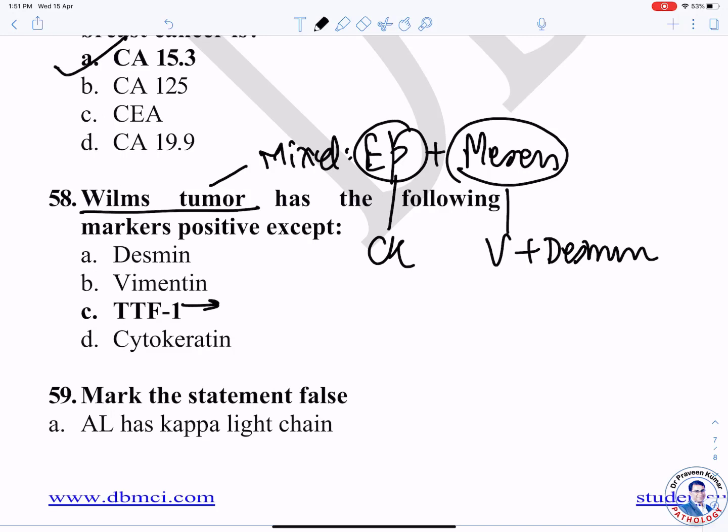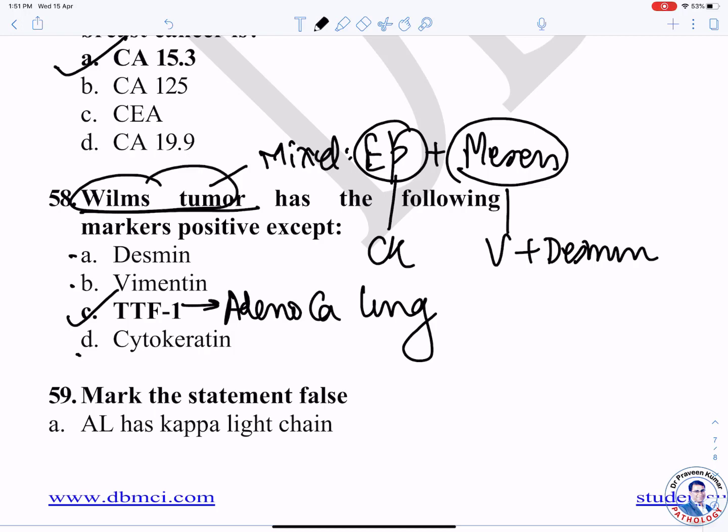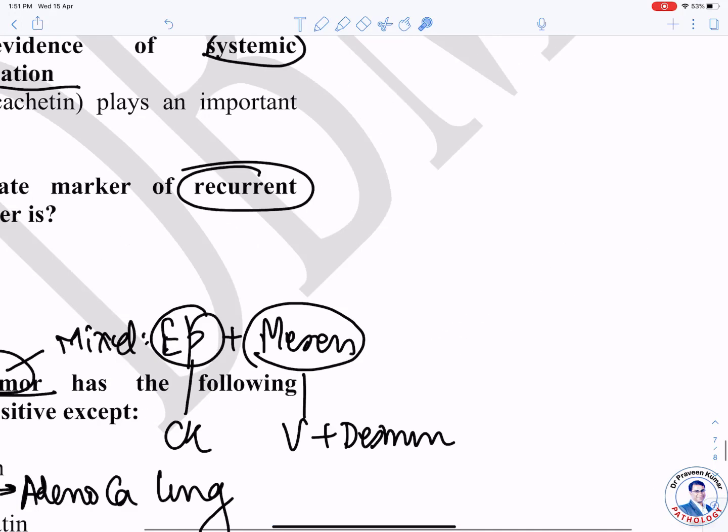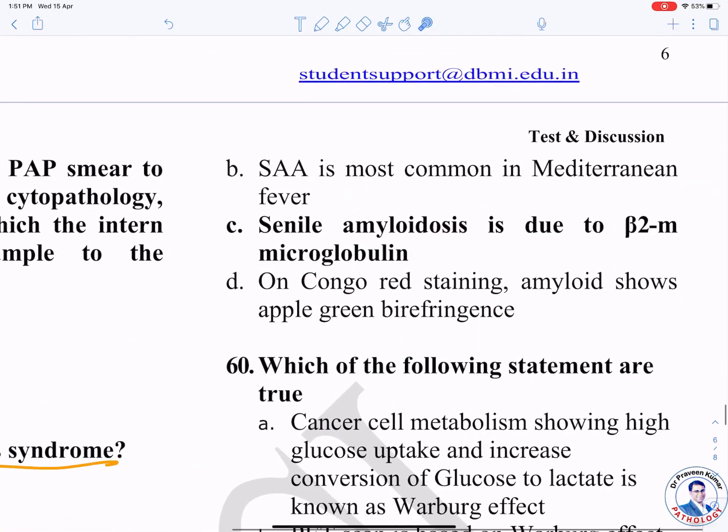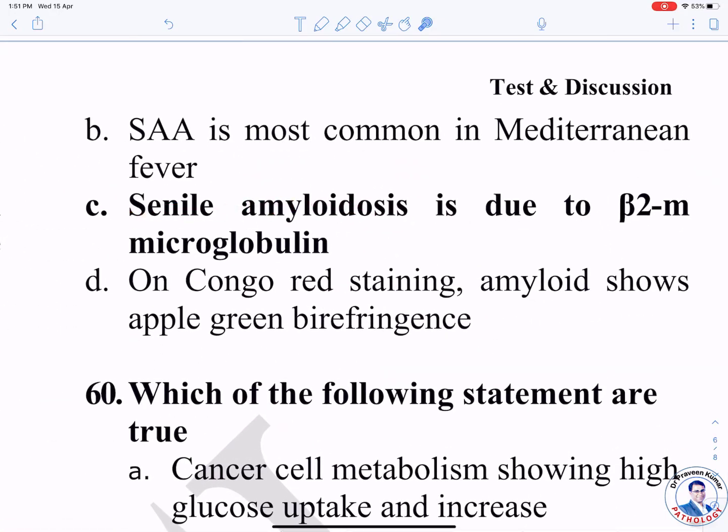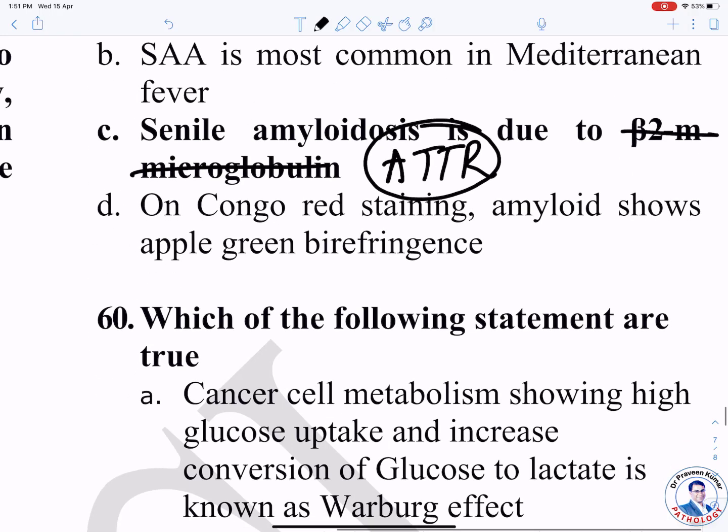TTF1, I'll tell you in the systemic pathology, it's a marker for adenocarcinoma of the lung, and therefore is the answer. But still you could have solved this question by looking at these three, and remember Wilms tumor is a mixed tumor. Question 59. If you look at this question 59, basically it is senile amyloidosis. It is not beta 2 microglobulin. Senile amyloidosis is basically the TTR. Okay, transthyretin. Transthyretin is the marker for senile amyloidosis.